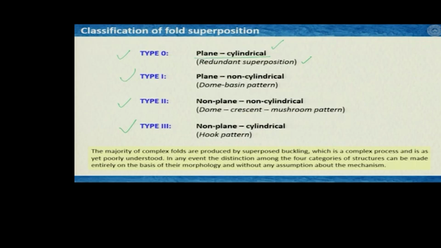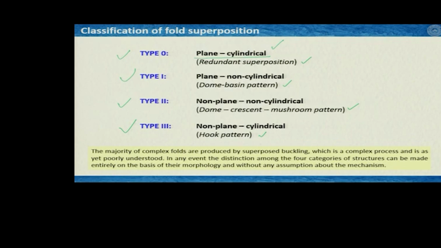What is written within the parenthesis here, that redundant superposition or dome basin pattern, dome crescent mushroom pattern or hook pattern, these are the structures or superposition outcrop features that you see in the field. We will learn about it later after we classify or we see them through some geometric considerations, and then we will go into how we form this dome basin, crescent, mushroom and hook patterns.